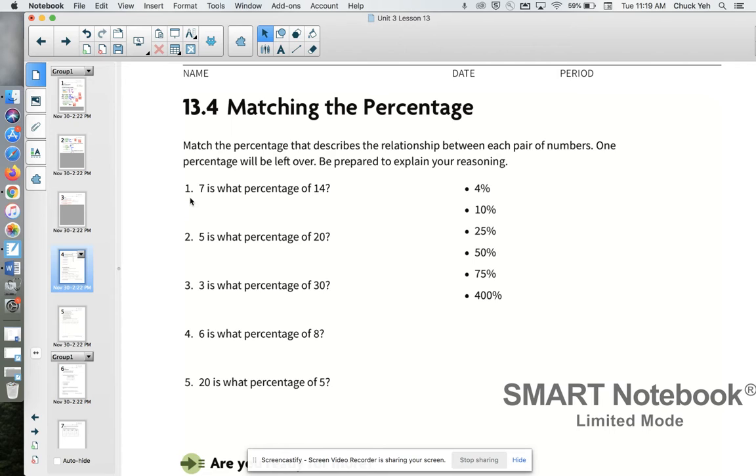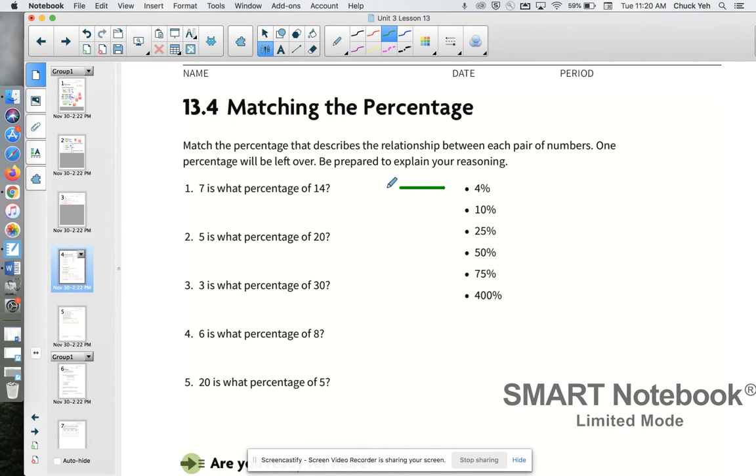In your notebook, put number one. 7 is what percentage of 14? If you don't want to write the word percentage, then just draw the percentage sign. So let's think about it. 7 is what percentage of 14? And then once you have an answer, you need to explain your reasoning. Let me show you what the students were thinking.